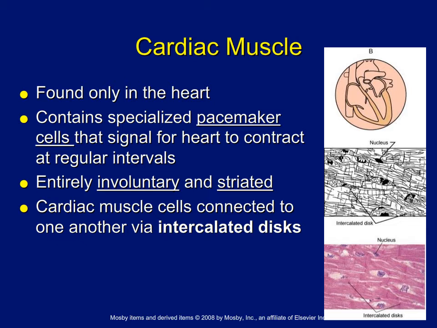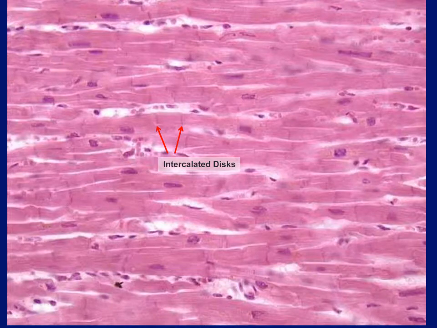Now, these intercalated discs allow passage of molecules and electrical signals between cells, which is important because one of the things that cardiac muscle has that skeletal muscle doesn't is this autorhythmic potential. That is, some cells within the cardiac muscle can actually generate their own electrical impulses and cause that heart to contract.